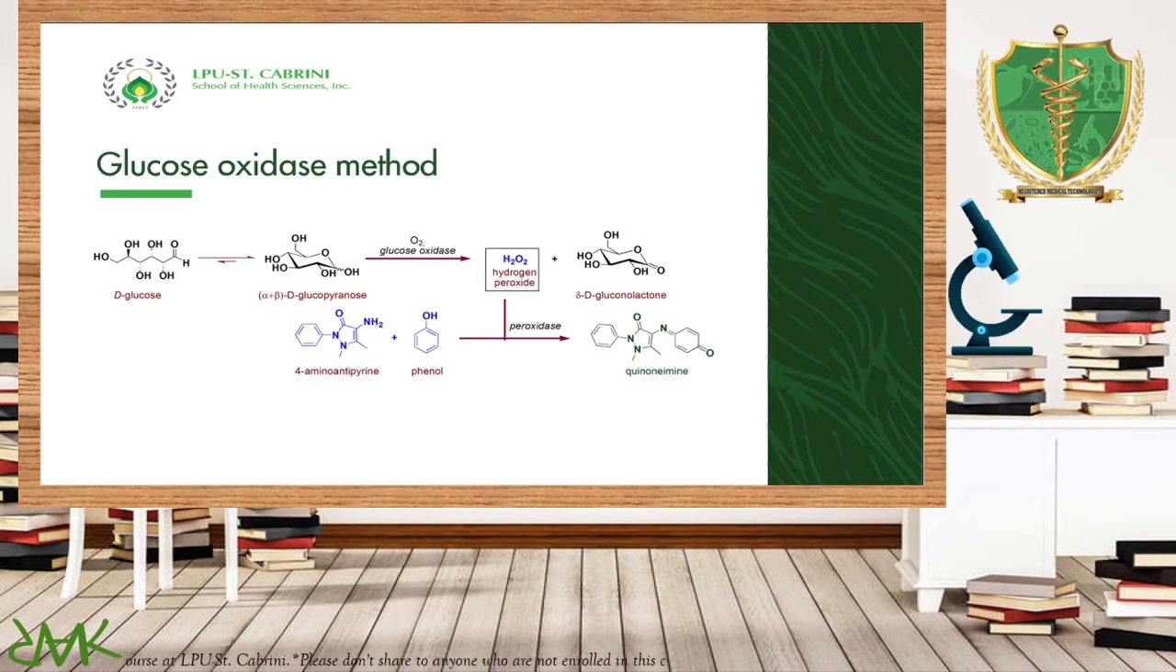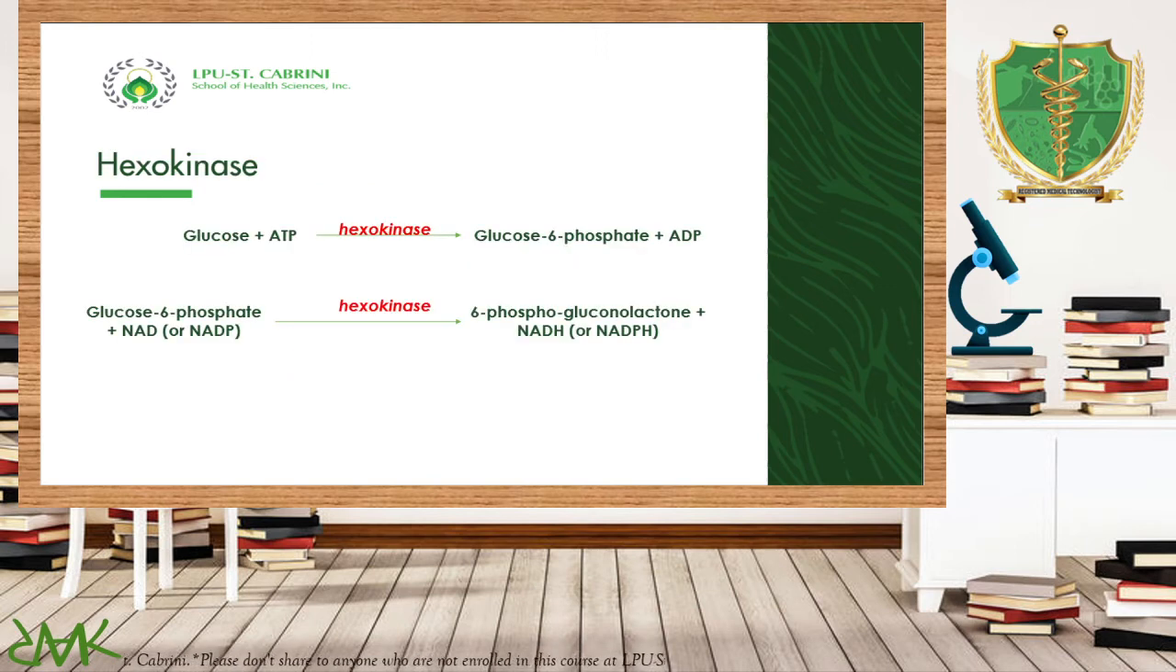Okay, and I want you to take note of the normal range for glucose oxidase, which is 75 to 115 milligrams per deciliter, equivalent to 4.20 to 6.40 millimoles per liter. Okay, and last but not the least is the hexokinase.